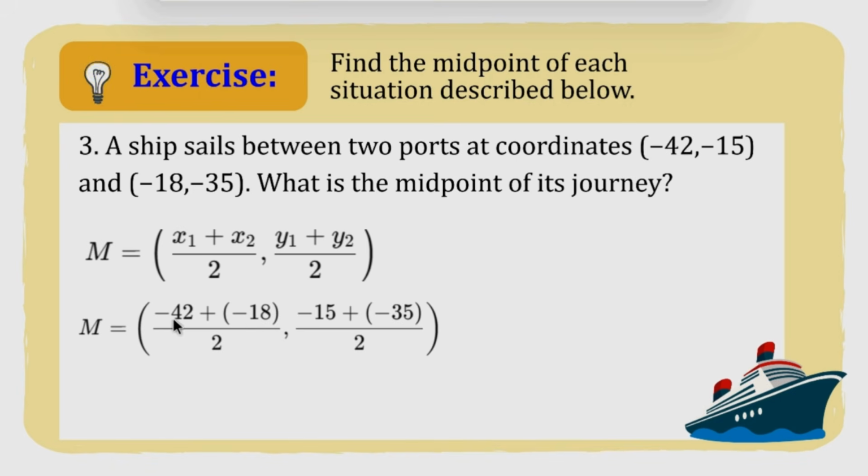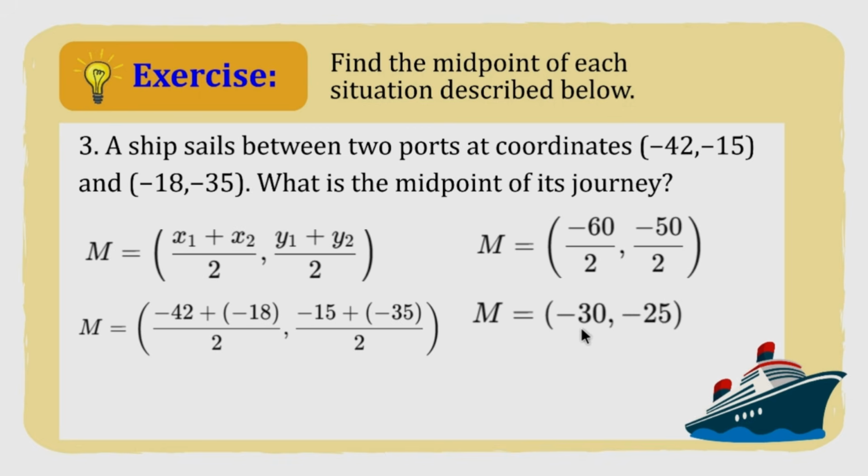Okay, if you add this together, it will be negative 60. Next, negative 15 plus negative 35, it will give you negative 50. You divide both by 2. Since 2 yung ating denominator, it will give you negative 30, negative 25.